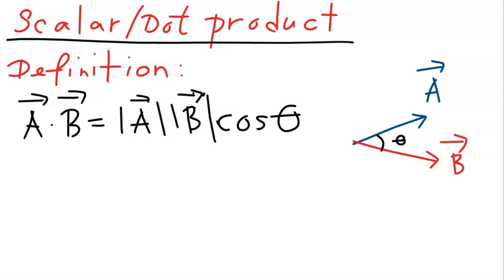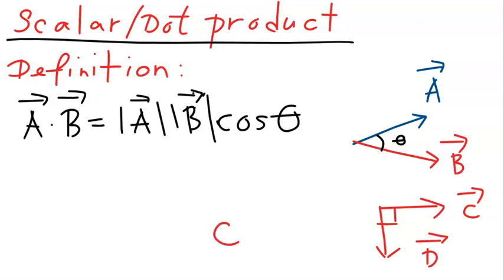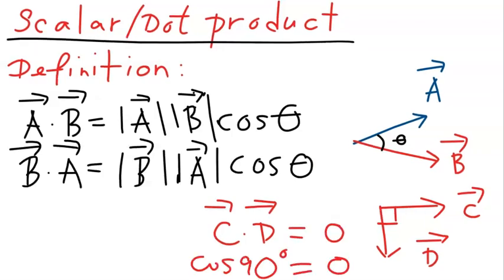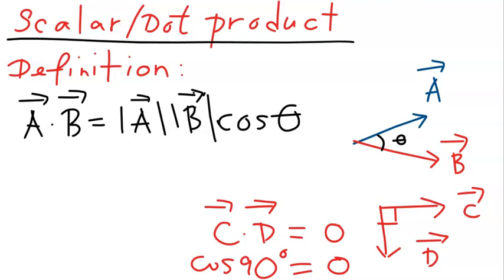vectors. Now we can note from here that if you have two mutually perpendicular vectors, let's say a C vector and a vector D here, and the angle between them is 90 degrees, then the dot product of two mutually perpendicular vectors, such as C and D, will be 0, because cosine 90 is 0.